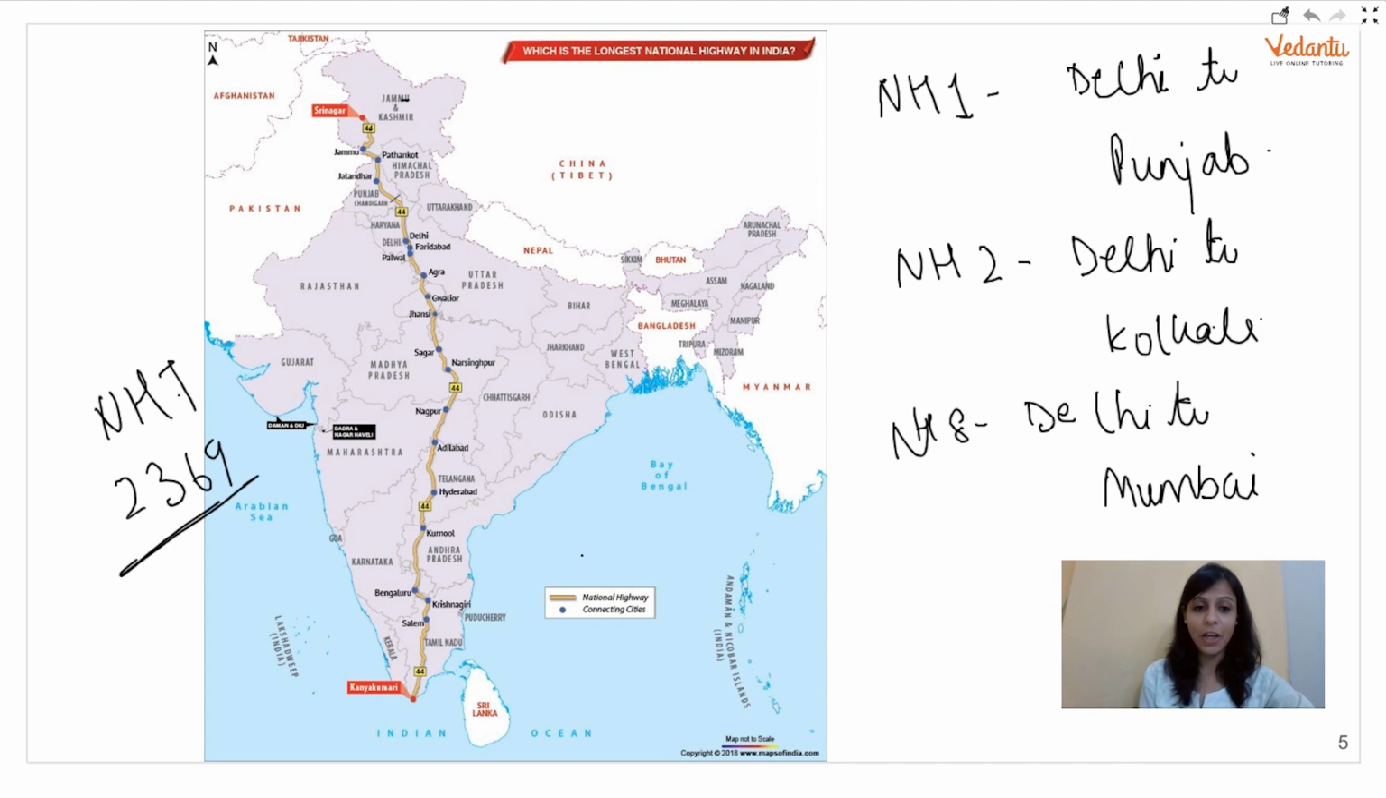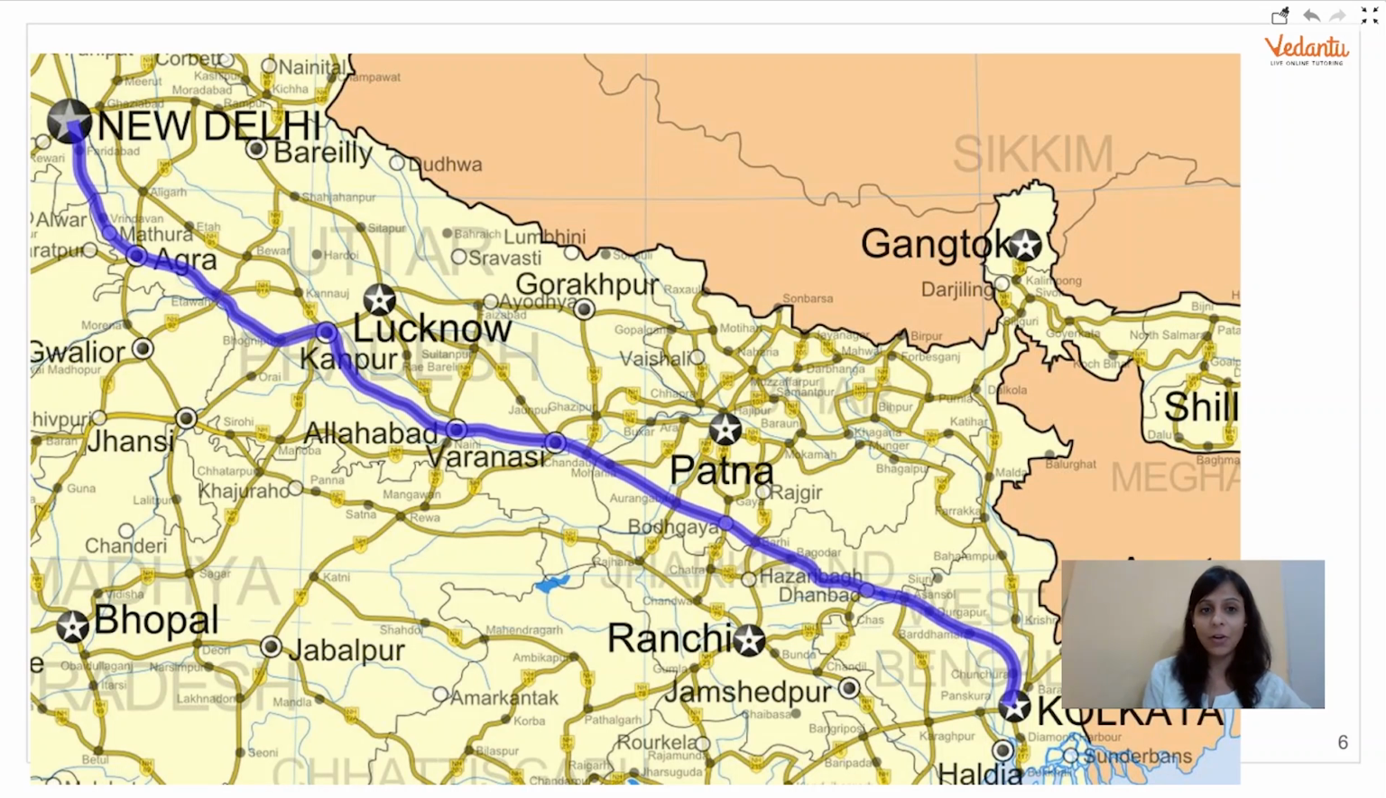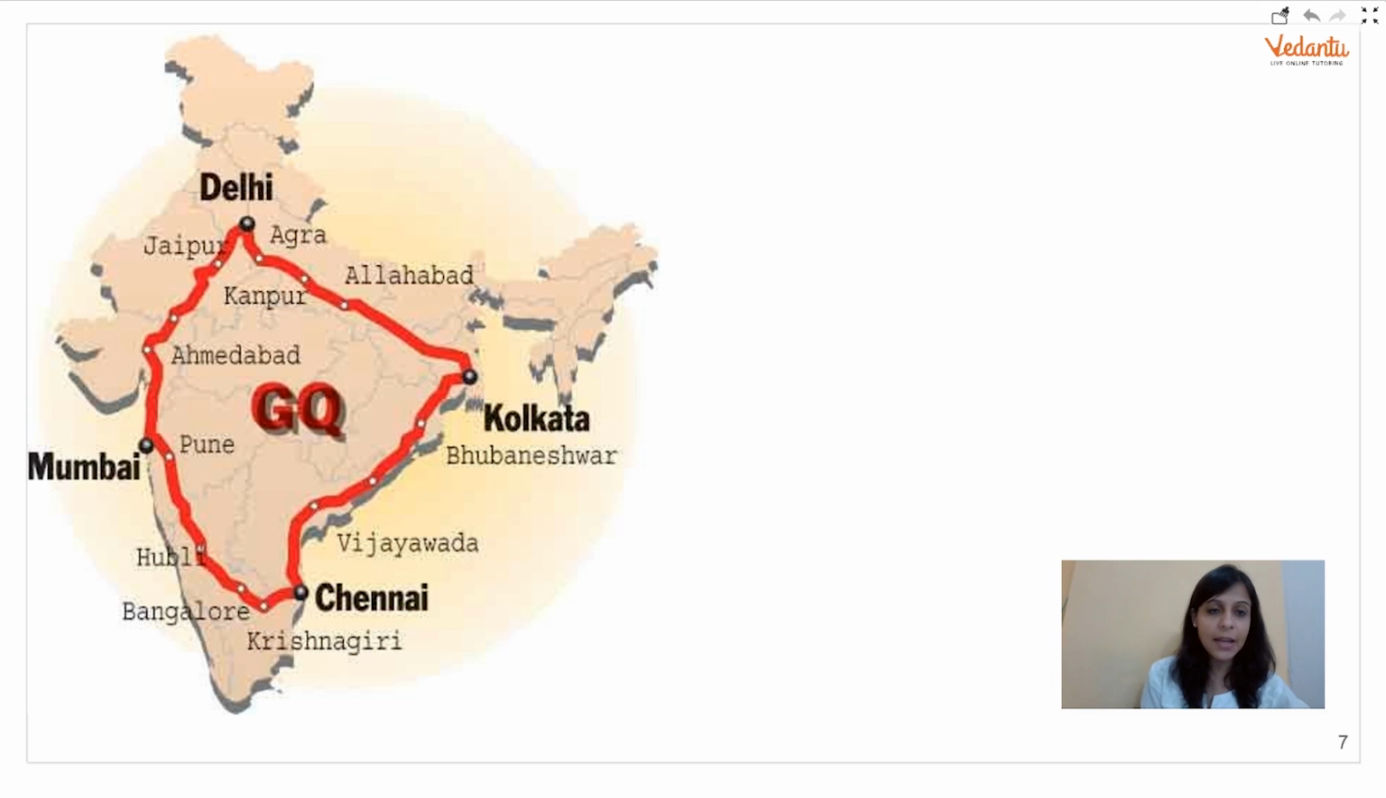So let's see what we have next. This is right from Delhi to Kolkata. I just told you Delhi to Kolkata is National Highway number 2. Then this GQ stands for Golden Quadrilateral. Yes, guys, I've marked the Golden Quadrilateral that joins Delhi, Mumbai, Chennai, and Kolkata. We are trying to make it 6-lane so that we can cover the distance in a very short period of time.